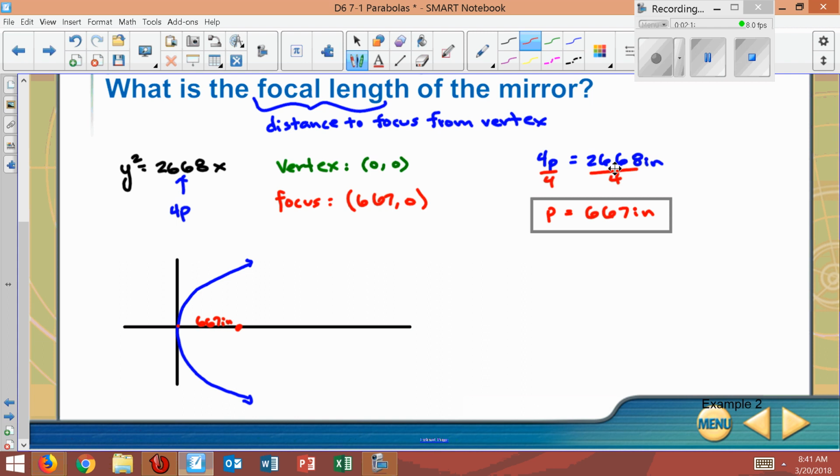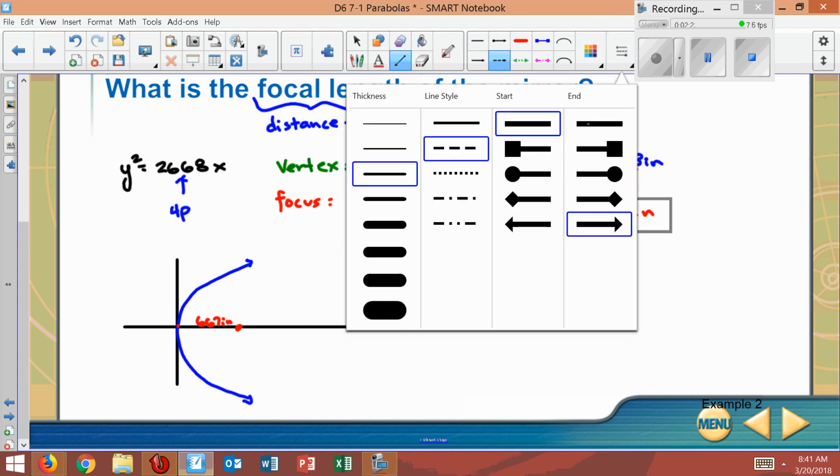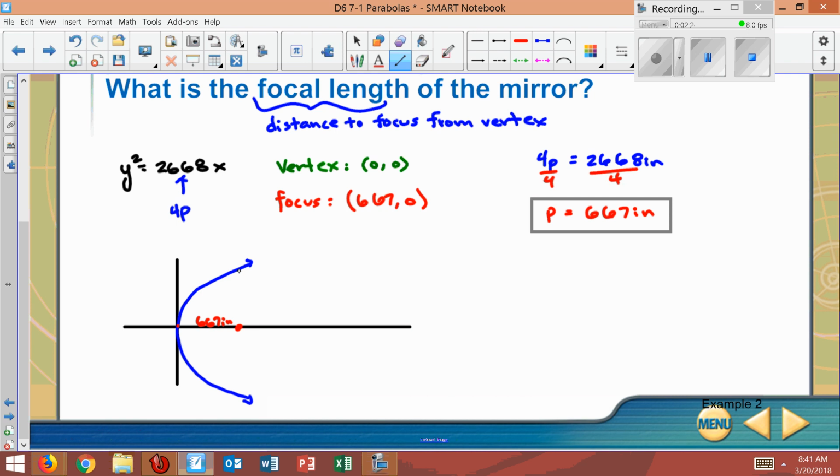What this 2,668 would be referring to is the distance across. This would be called the latus rectum, which is a very weird term, but that right here, this distance across, would be 2,668 inches across. That's what that is, and that's called the latus rectum.